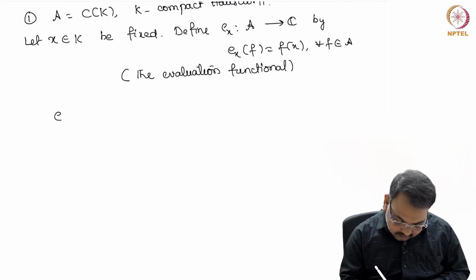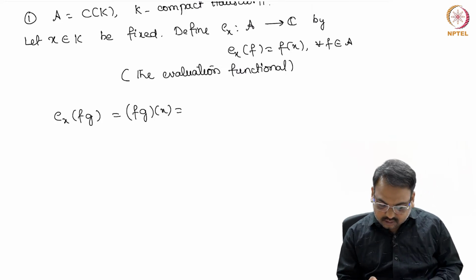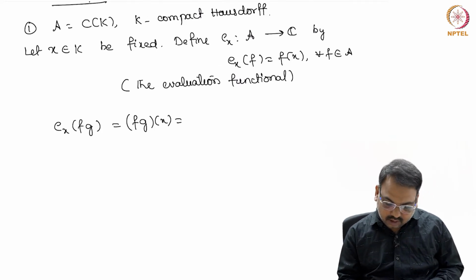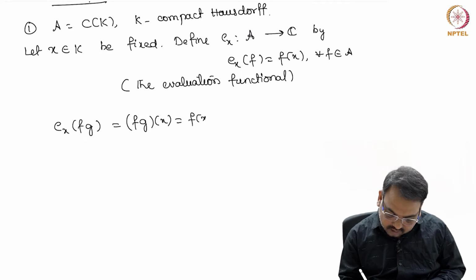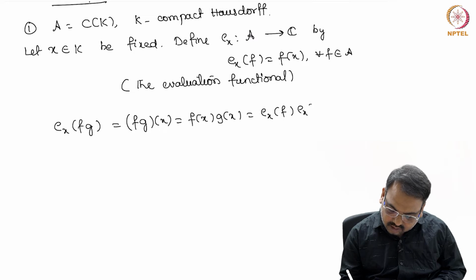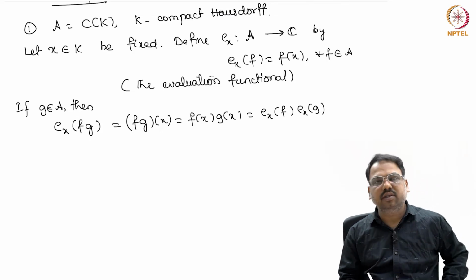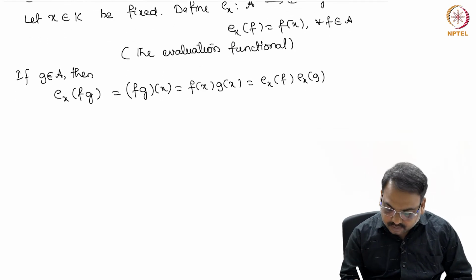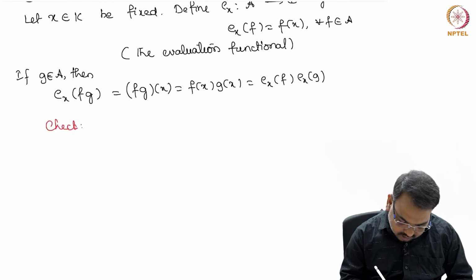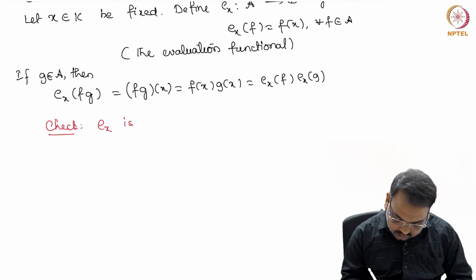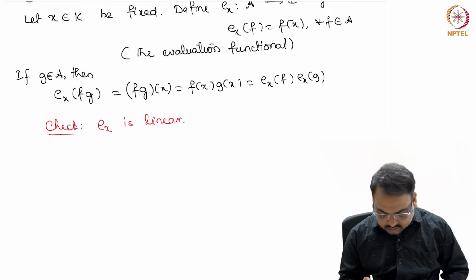So e_x(fg) is fg at x, and fg, the product in C(K), is the pointwise product. This is f(x) g(x), which is e_x(f) multiplied by e_x(g). So this is what we can see. It is easy to show that it is linear, so check that e_x is linear.